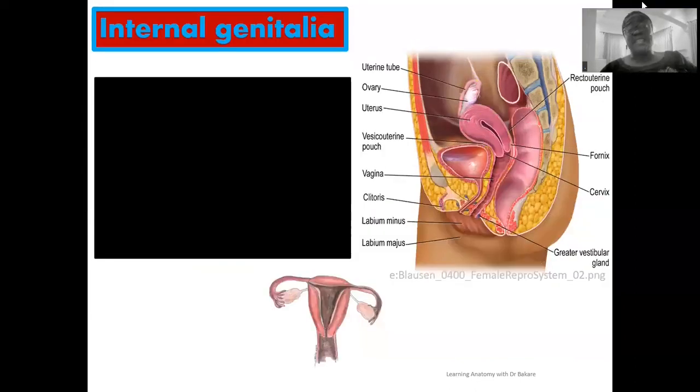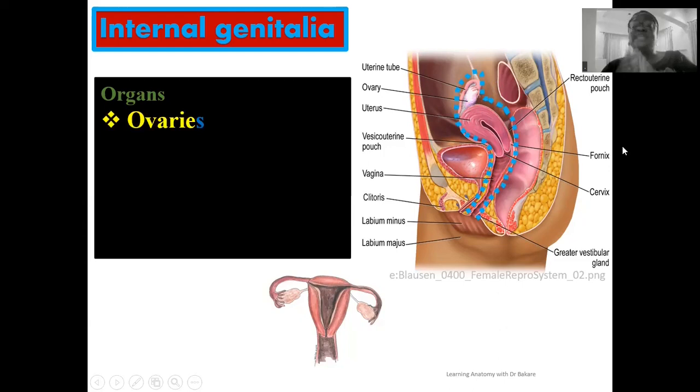So first, the internal genitalia. A number of organs are seen to make up this internal genitalia. So this is where we have the internal genitalia organs here carved out in dotted blue. So the first organ that is seen to form the internal genitalia is the ovary. The ovaries are two in number, so we have two ovaries.